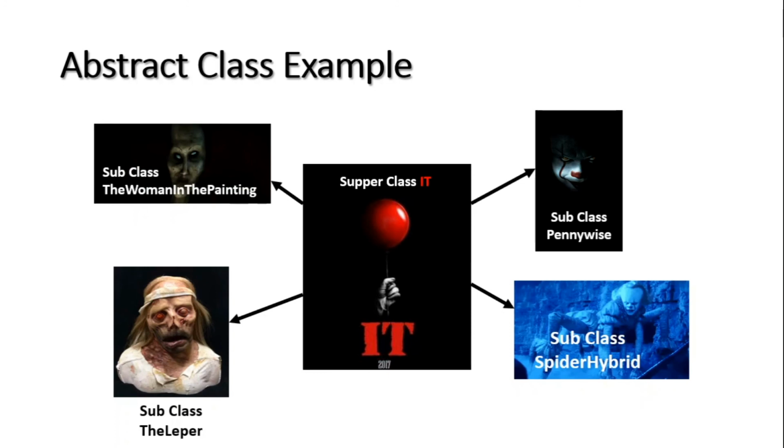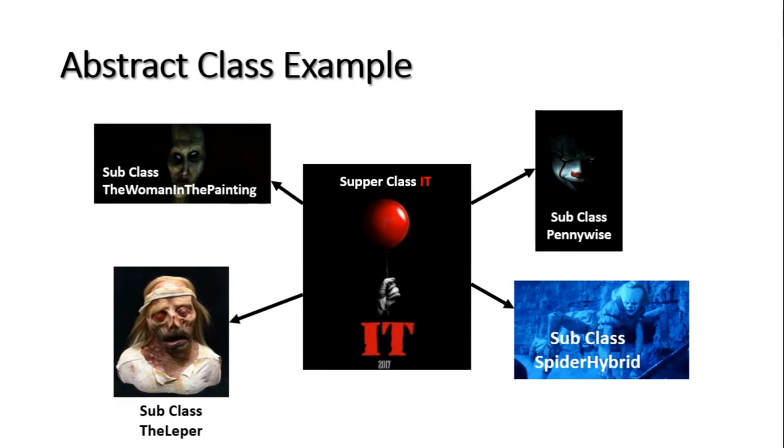Also, think about a method called attack in It as an object. Now we know how Pennywise attacks, we know how the woman in the painting attacks, we know how the leper attacks, or how they get people scared. But again, for It by itself, we have no idea how exactly that It object, if we can't create an object, will attack. So this is another example of abstract classes.